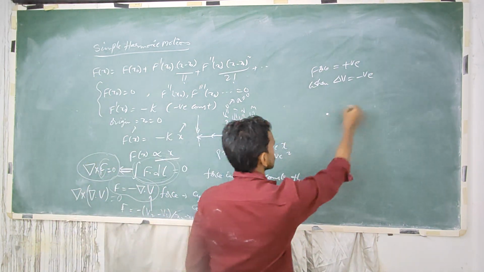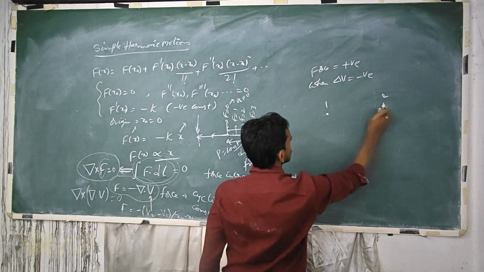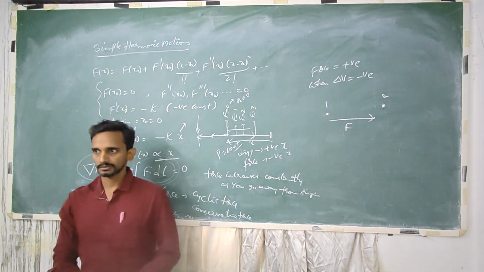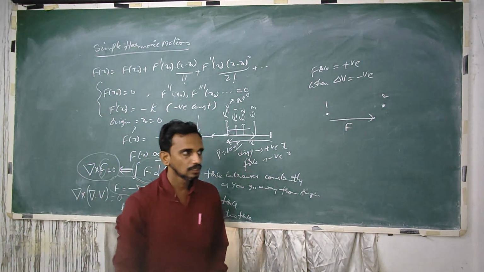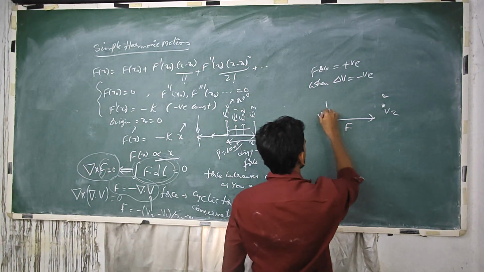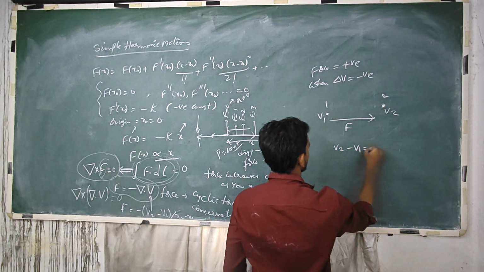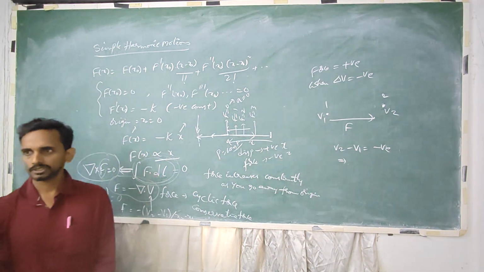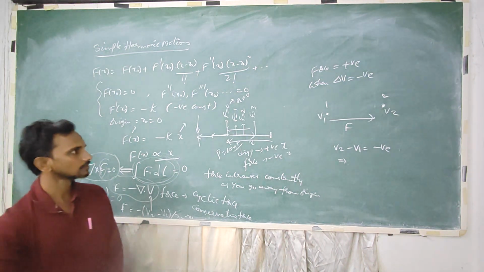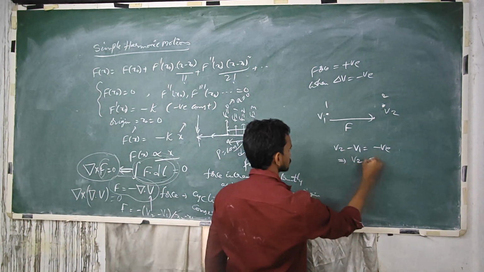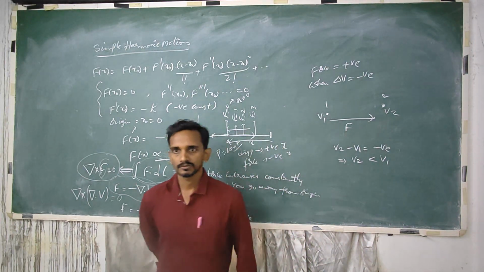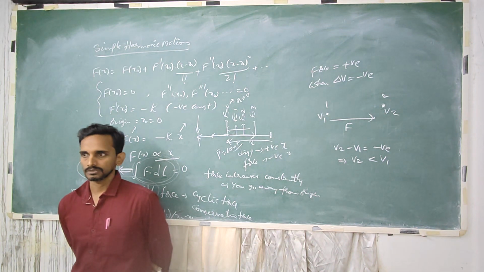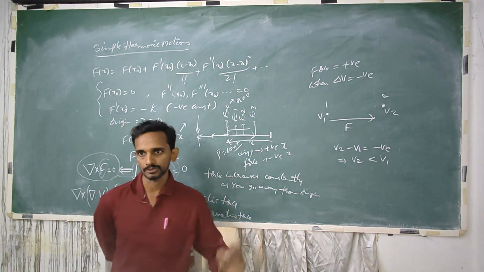Let's say you are taking 2 points, 1 and 2. So if the force is positive, the potential difference is negative. The force is along the direction where potential difference is negative. What does potential difference negative mean? V2 is smaller. The force is directed along the direction of falling potential. So force is directed from high potential to low potential.